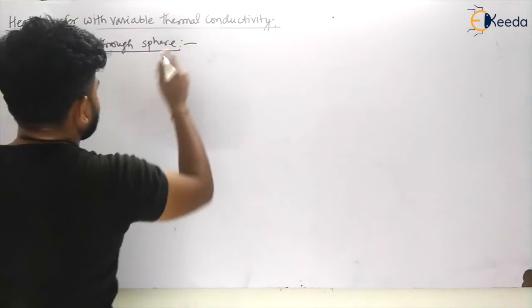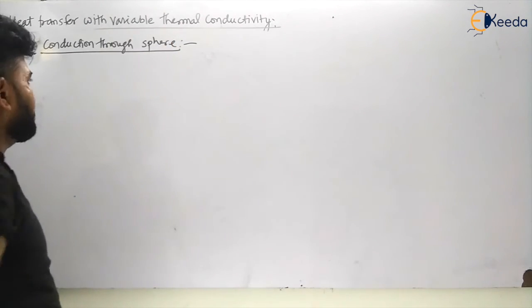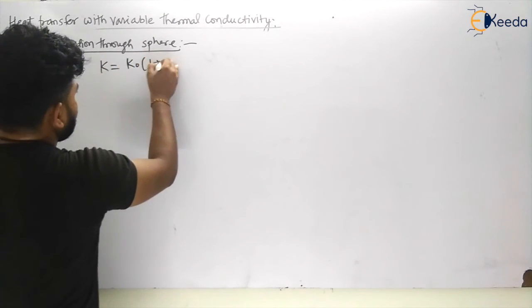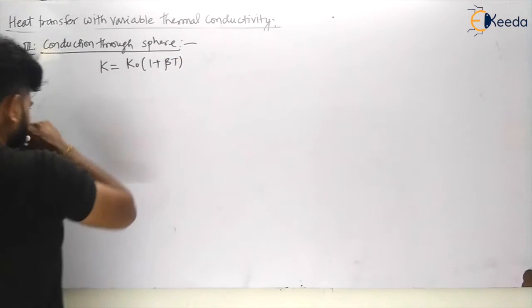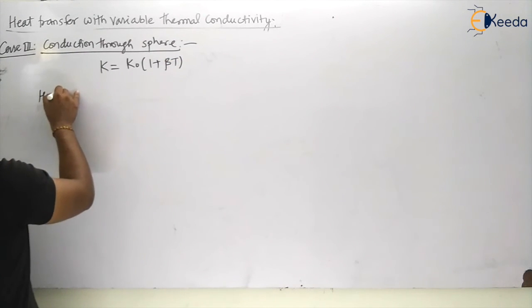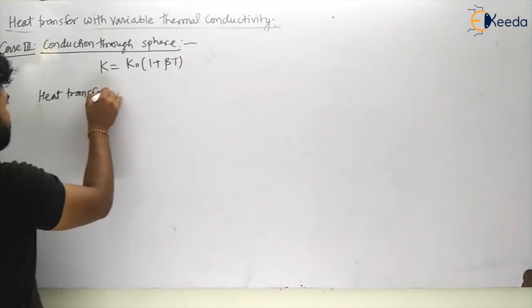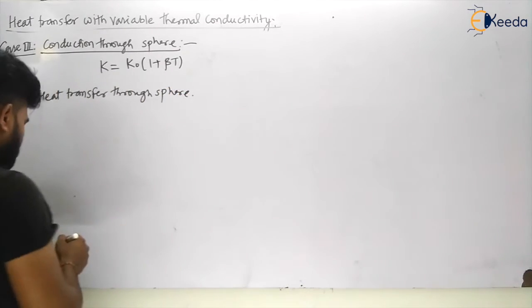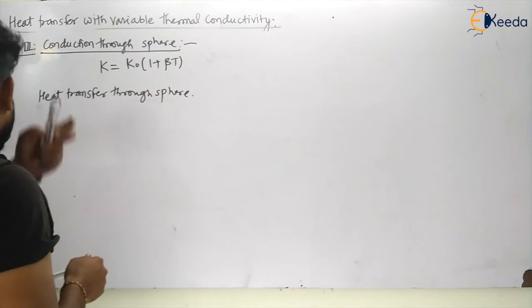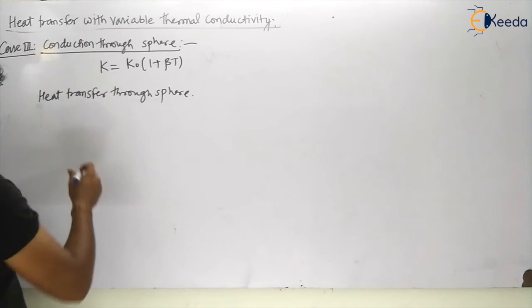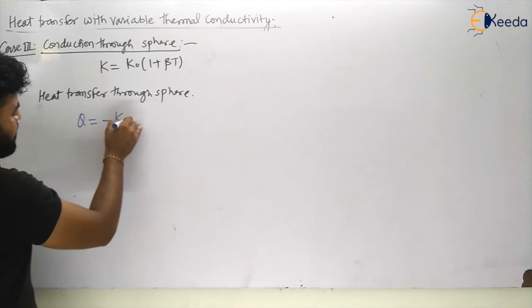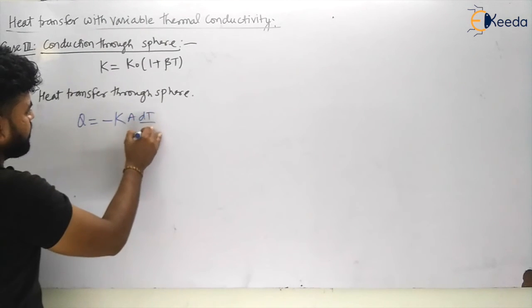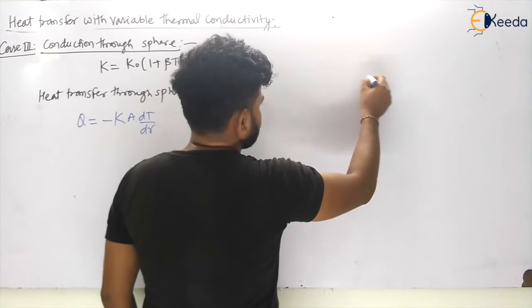Again I am taking that thermal conductivity is varying linearly, 1 plus beta T, and the assumptions you know, so right now I am not discussing them. What will be the heat transfer through sphere? Yes, you know the heat transfer through sphere. Q is equal to, again, minus K A dT by dr. So let us say this is your sphere.